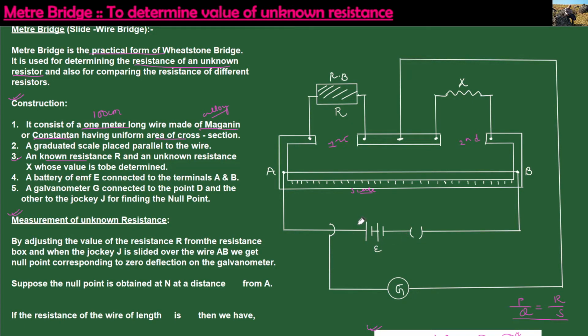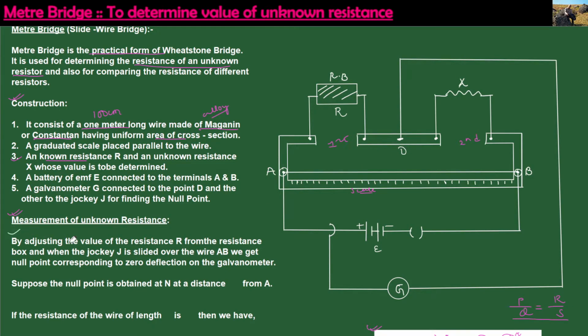So over here we know that this is the positive potential of the battery and this is the negative potential of the battery. The positive potential of the battery is connected to the A of the meter wire, and the negative potential of the battery is connected across the B of the wire. Now let us take that point as the point D, or the junction D.